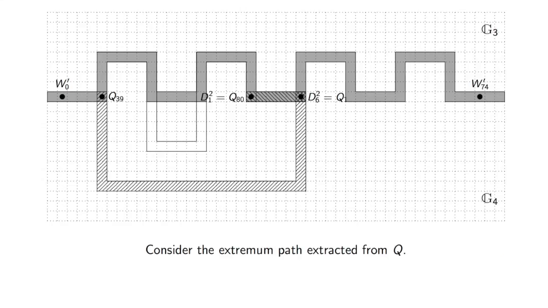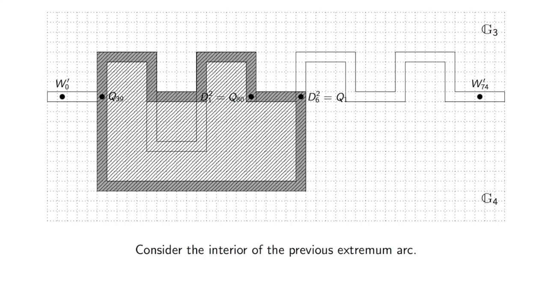Now we consider the extremum arc of G4 extracted from Q. Q is in white and this extremum arc is the segment of Q from 1 to 39. This segment is hatched. Let's focus on the interior of this extremum arc. Here the window W' is in white. The interior of the extremum segment is hatched, and its window is in gray.